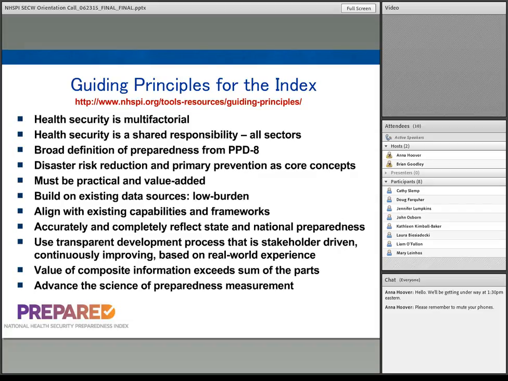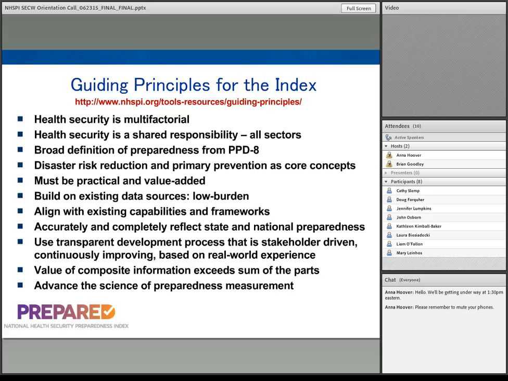The next one has to do with a transparent development process, and so we have really felt all the way through that it's critical to do this collaboratively with the preparedness community, with all those that are involved in any aspect of health security preparedness. And so to do that, we have really wanted to be very open and transparent and stakeholder driven, with engagement and input throughout the process, a lot of back and forth, and grounding it in real-world experience. So as I said earlier, that makes it a messy process.